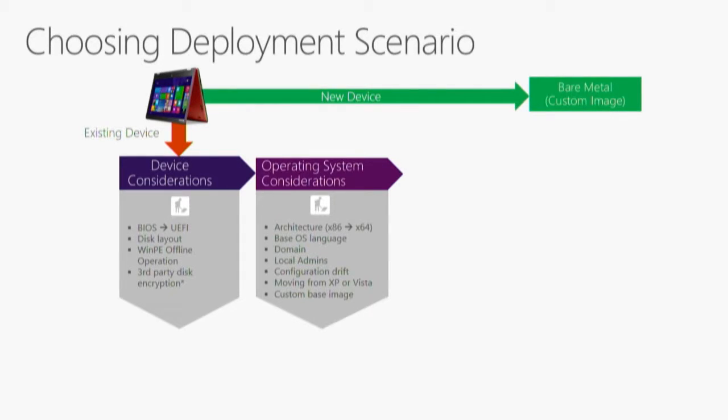You also can't use a custom image. You have to use the media that is downloaded from your volume licensing site. So you can't create a custom image and go, oh, I'm going to use that to do an in-place upgrade. That won't work because the in-place upgrade doesn't know about all your customizations.